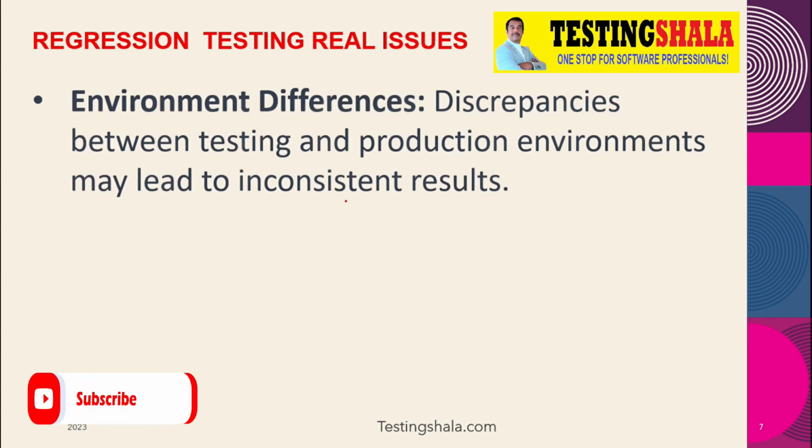And the next one is environmental differences as well. We just discussed this one, if our testing and production environments are not accurate, they are not consistent, definitely we may see a lot of inconsistency in results. In production environment we see in a different way, and in our testing environment we see a different way. That can give a lot of problems as well. We are not able to reproduce sometimes.